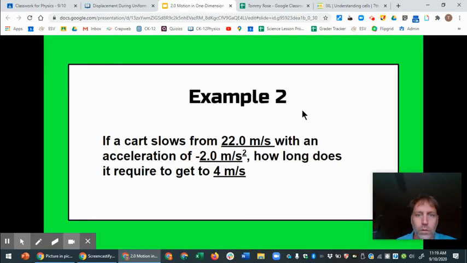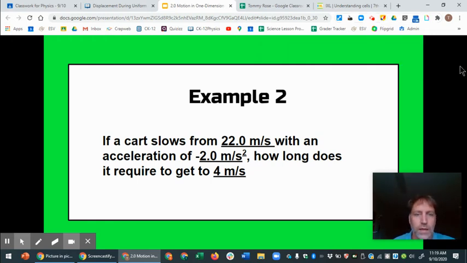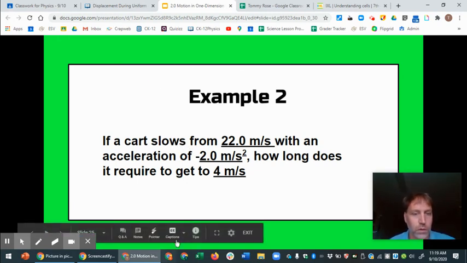Let's do another one here where we deal with this one. So it says if a cart slows from 22 meters per second with an acceleration of negative 2 meters per second squared. So negative means it's slowing down. So right here, it slows down. Okay, then it slows down. And then how long does it require to get to 4 meters per second?